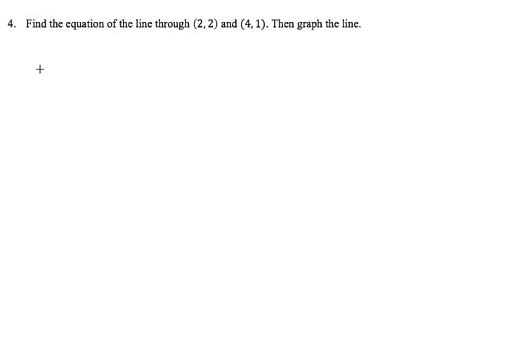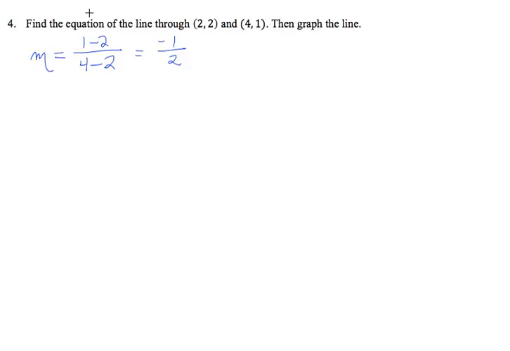I would first find the slope of the line that goes through those 2 points, doing y2 minus y1, 1 minus 2, over x2 minus x1, which is 4 minus 2. That would give me negative 1 over 2, or negative a half, or you could put negative 0.5.